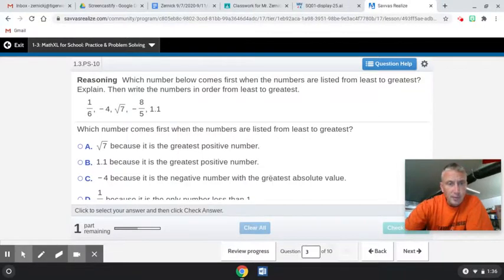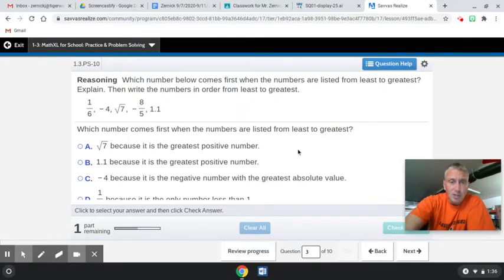Guys, real quick, this is for practice and problem solving for topic 1, lesson 3. Very simple. This is number 3 for me. Again, in your practice and problem solving, yours may be different from your neighbors. It may be different from mine because all of the questions are typically the same, but they may not be listed in the same order for you.